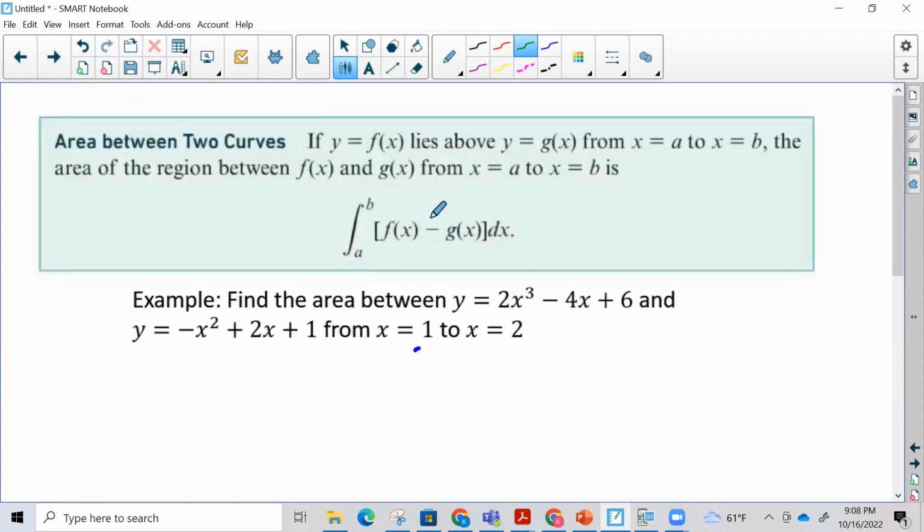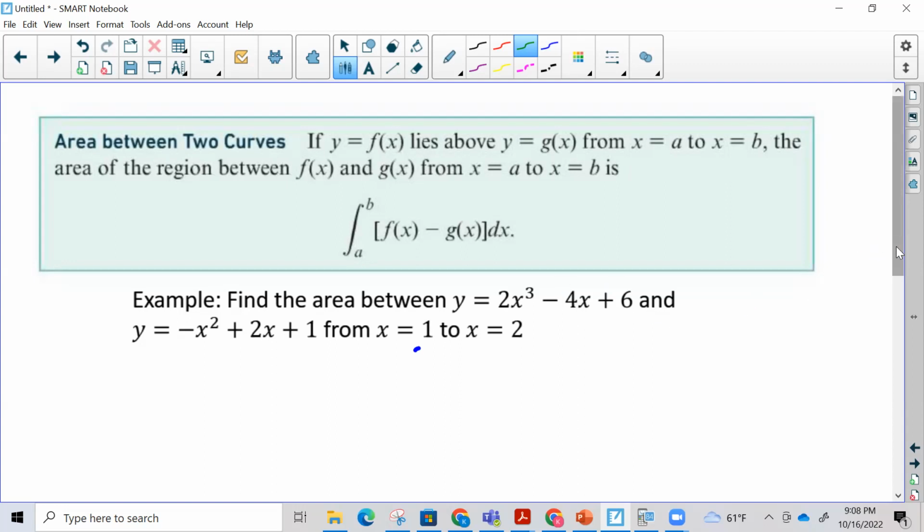So kind of the formal definition: if y equals f of x lies above y equals g of x from a to b, the area of the region between f of x and g of x from a to b is this function that we talked about. So it's going to be one of two cases. They're either going to give you the bounds, or it's going to be where the two curves intersect. And we'll do an example of both.